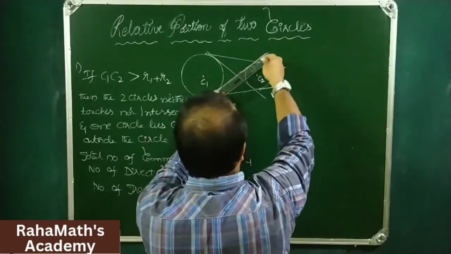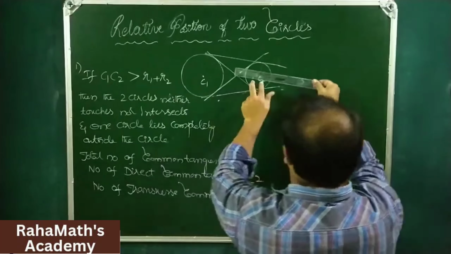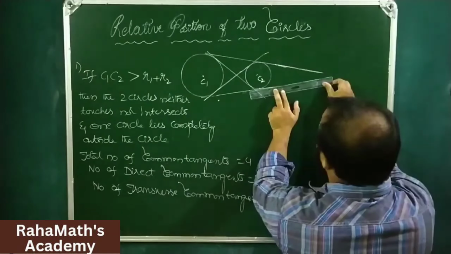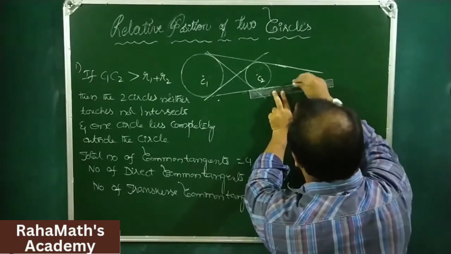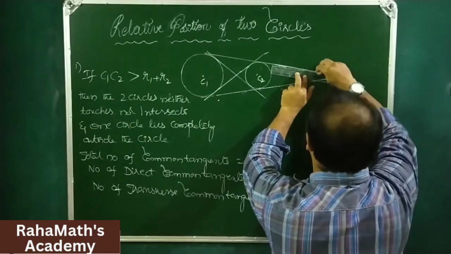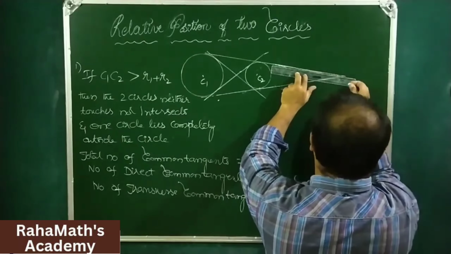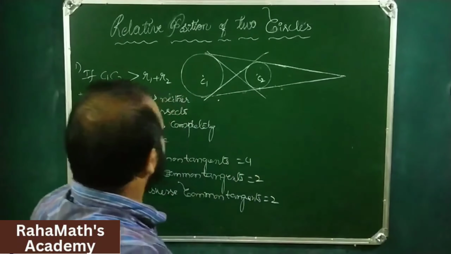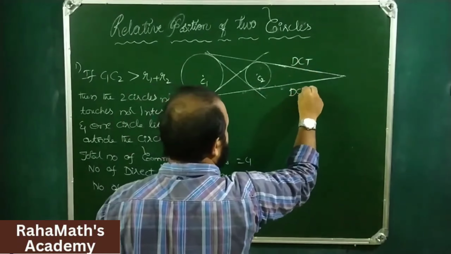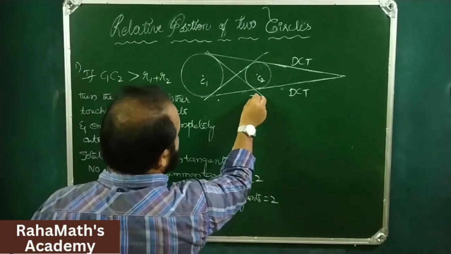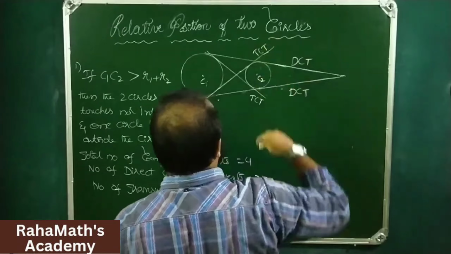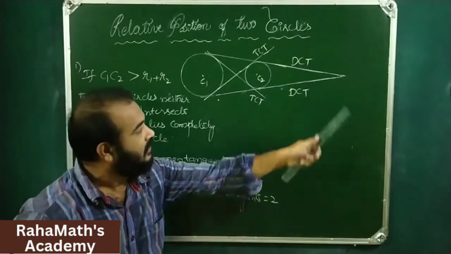So, and if you extend these two, see. So this is one direct common tangent and this is another direct common tangent. This is one transverse common tangent. This is another transverse common tangent. Why direct common tangent here?